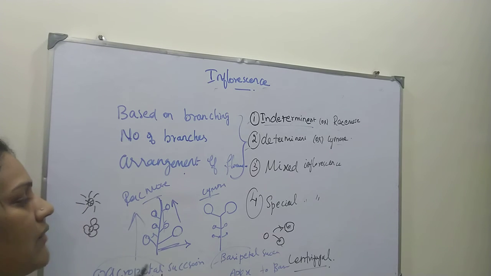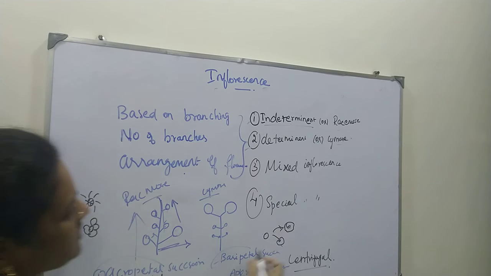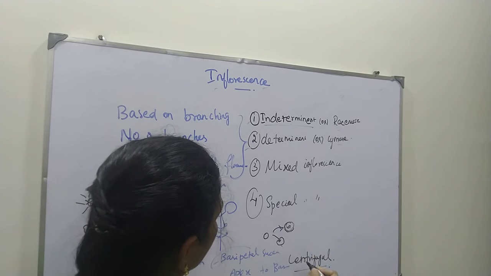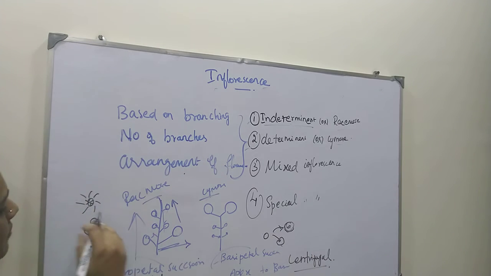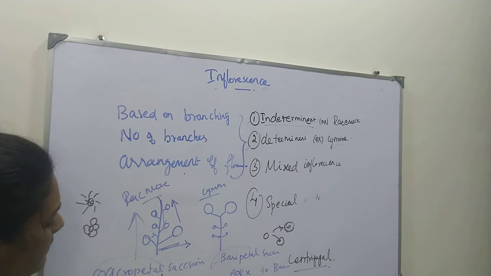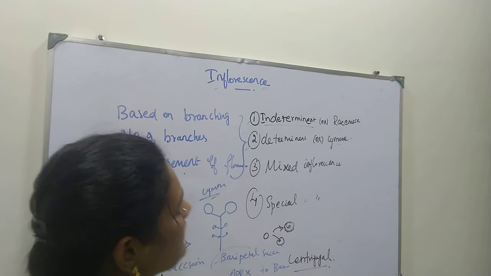The central part of the flower opens first in the case of centrifugal, in the case of cymose. And the outer part opens first in the centripetal. Centripetal takes place in racemose, and centrifugal takes place in cymose.